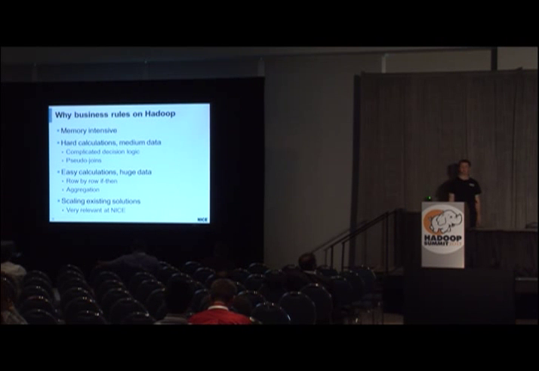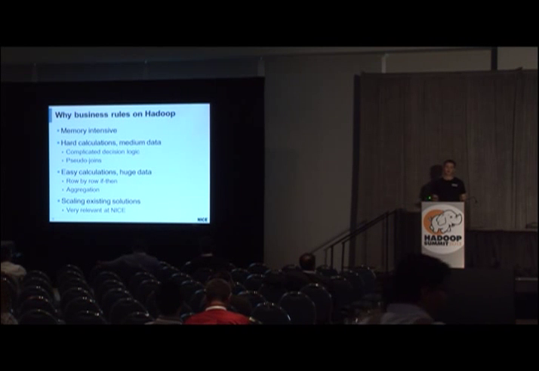So why do we want to run business rules on Hadoop specifically? Business rules typically are very memory intensive. This is due to the way that these rules engines are implemented. They create a lot of internal objects that take up a lot of heap space in Java. So once you get into processing millions, tens of millions of records against these rules, and especially if the rules get more complicated, your internal structures are going to get huge and simply blow the heap space on one machine.